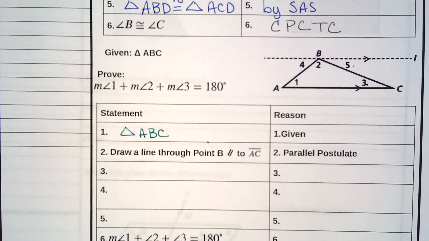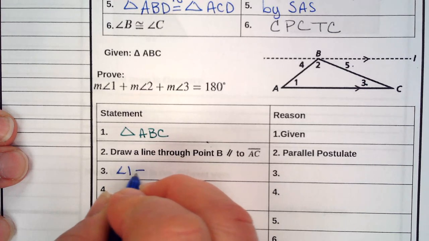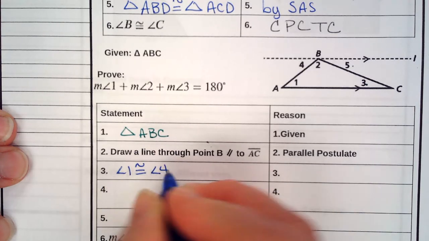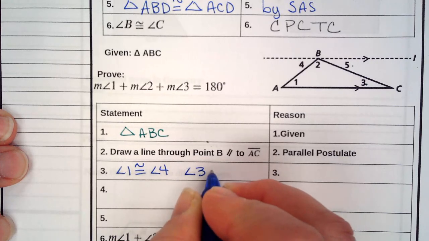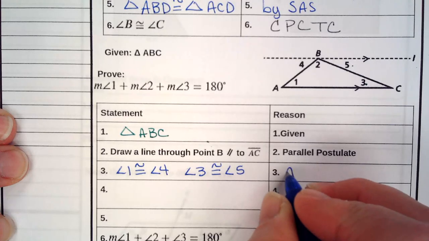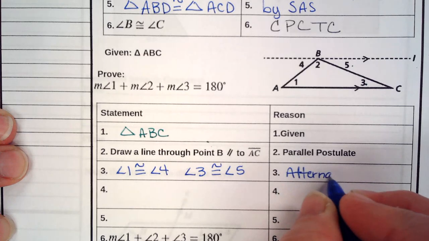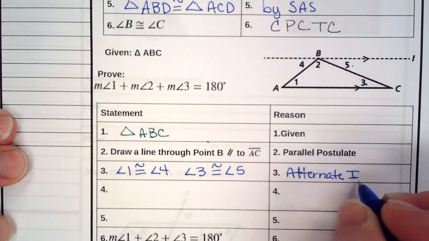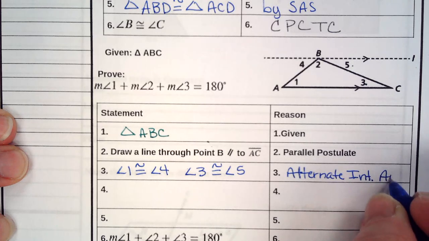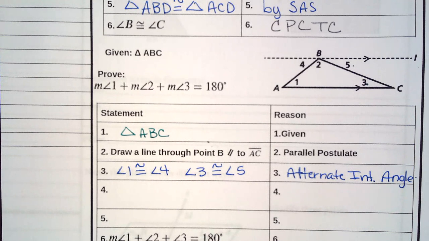So by using that definition, we know that angle 1 is going to be congruent to angle 4, and angle 3 is going to be congruent to angle 5. And those are your alternate interior angle theorem. Alternate interior angles are congruent.